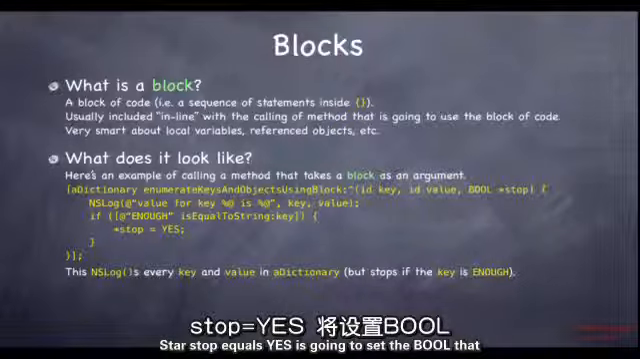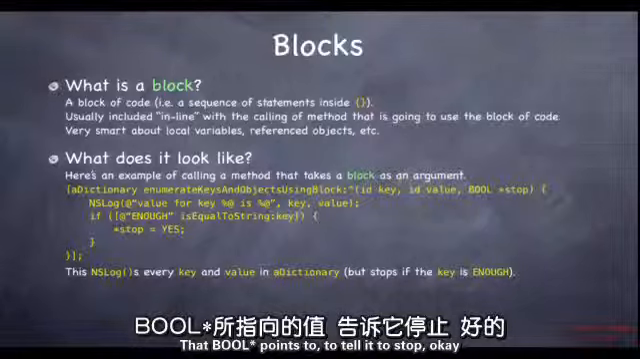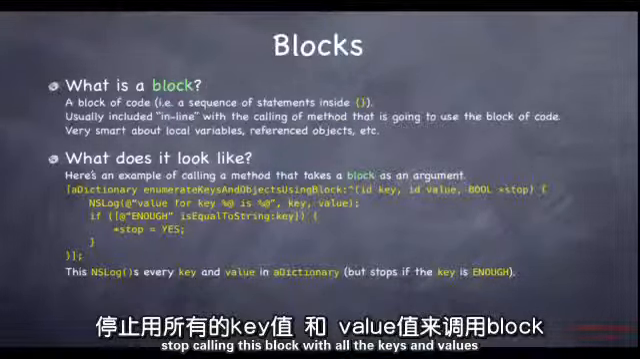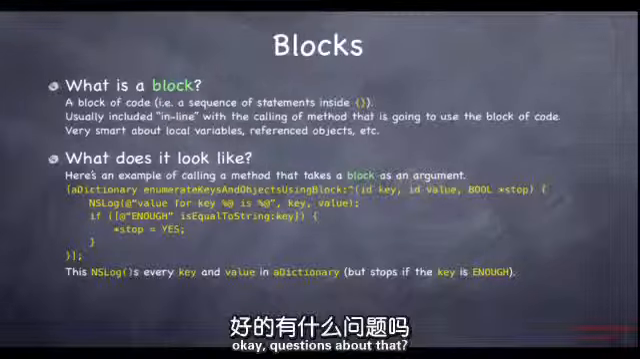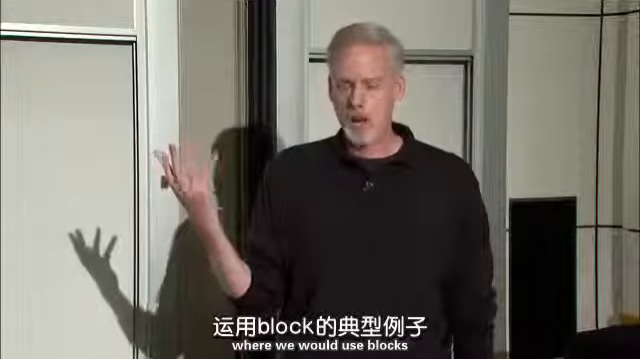Star stop equals yes is going to set the bool that the bool star points to, to tell it to stop. Okay, and then it'll stop enumerating, stop calling this block with all the keys and values. Okay, questions about that? All right, so this is a classic case of where we would use blocks.